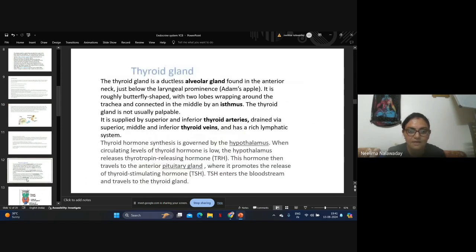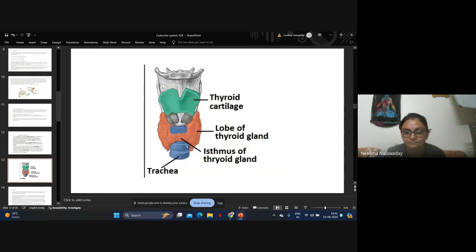The next gland is the thyroid gland. It looks like this, a butterfly shape. This bridge is called the isthmus, and these are the two lobes of the thyroid gland. This is called the thyroid cartilage. This is the trachea or windpipe, and this is the larynx, the vocal cords and larynx.